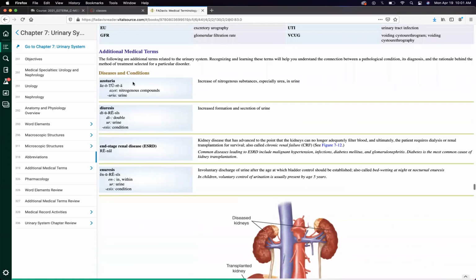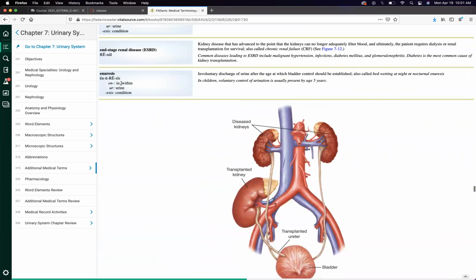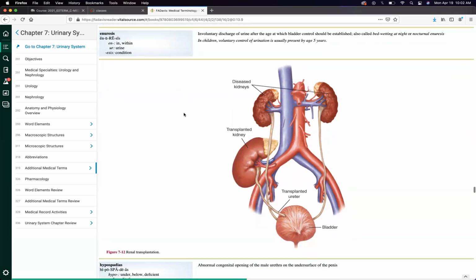Azoturia, azotemia, we already went through that. Diuresis, ESRD, enuresis is involuntary discharge of urine, okay? Now, if your patient's greater than 5 years old, right, and they start wetting themselves, there's a multitude of reasons. It could be physical, and it could be also psychological.